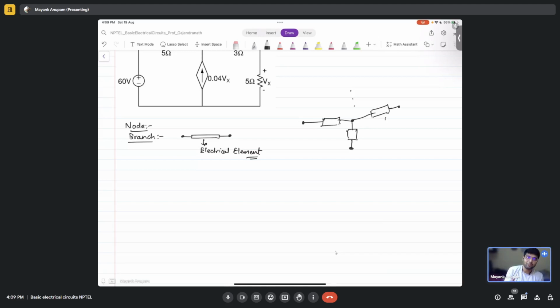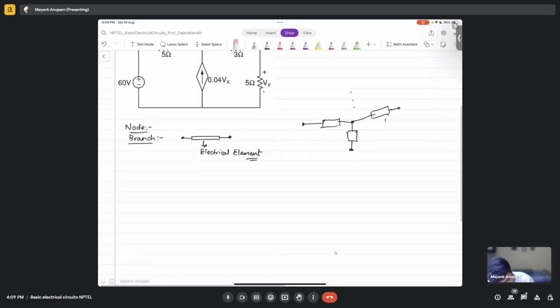And what is a branch? A branch is nothing but simply a collection of two nodes which are separated by an electrical element, nothing else. That's all. Okay, sir.